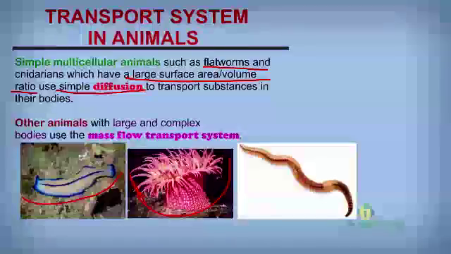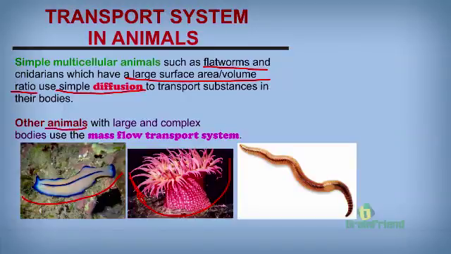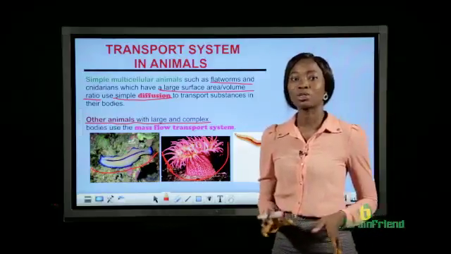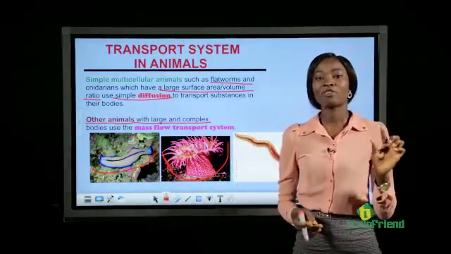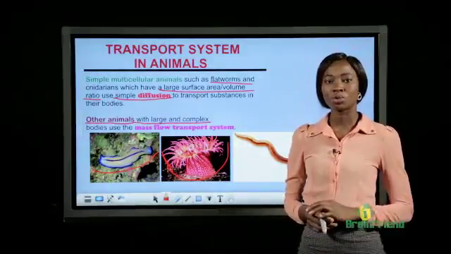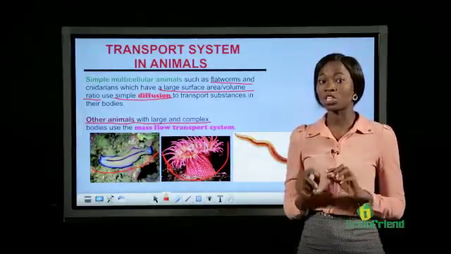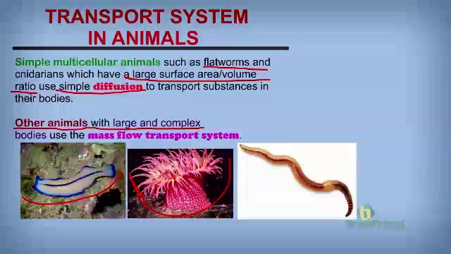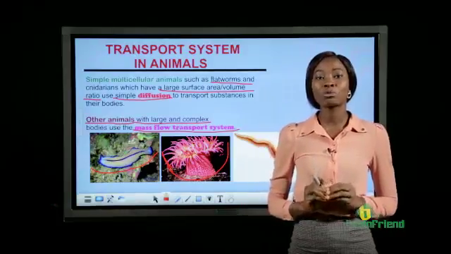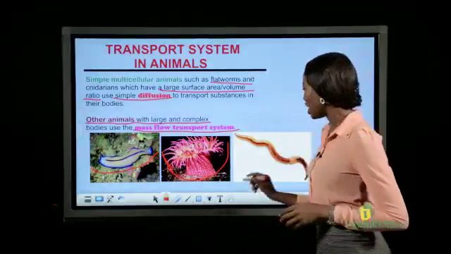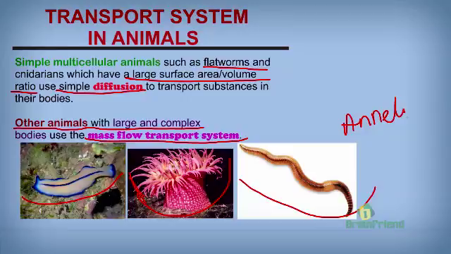But for large and complex organisms, such as plants and most animals, their bodies are so big, they have a small surface area to volume ratio. We said in such organisms, diffusion is not efficient. Therefore, they use the mass flow transport system. The simplest group of organisms to use the mass flow transport system are the annelids. That's organisms that fall in the phylum Annelidia. They include earthworms and segmented worms.